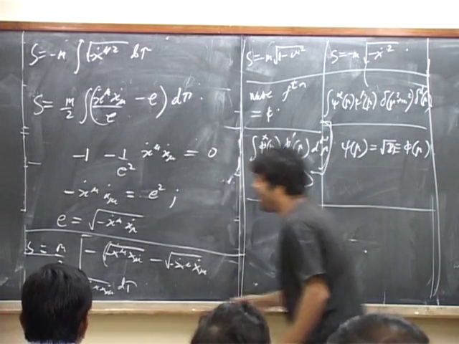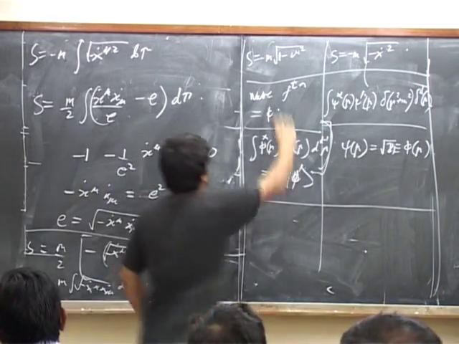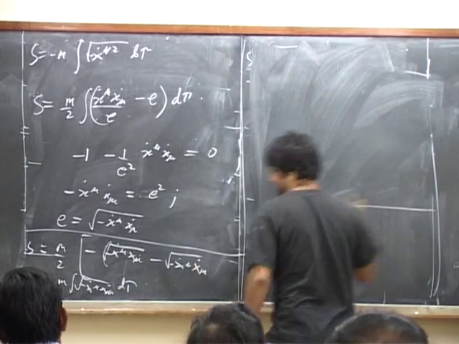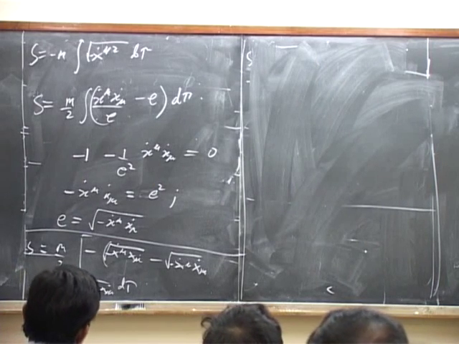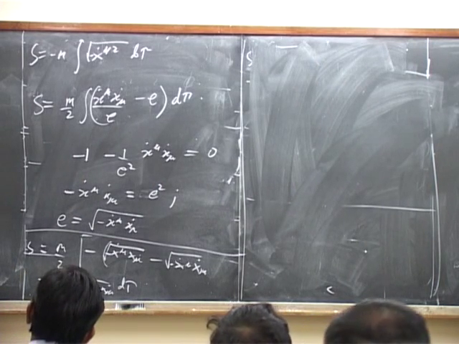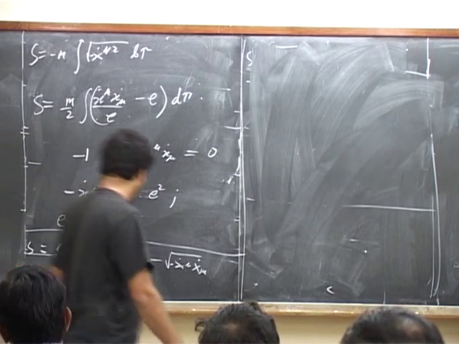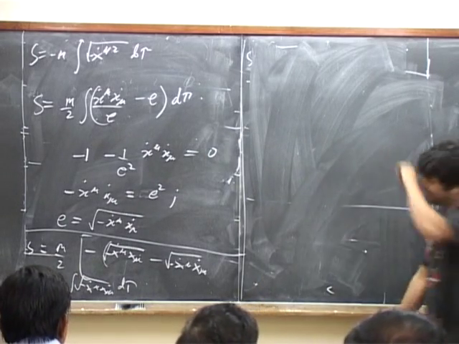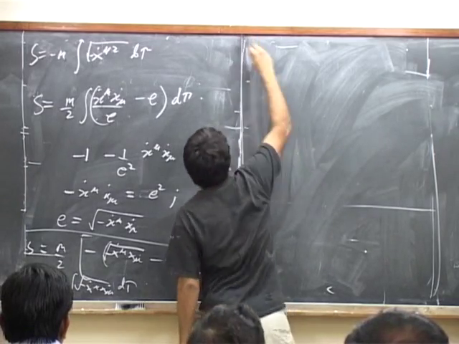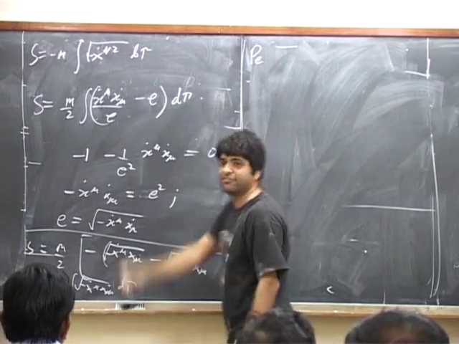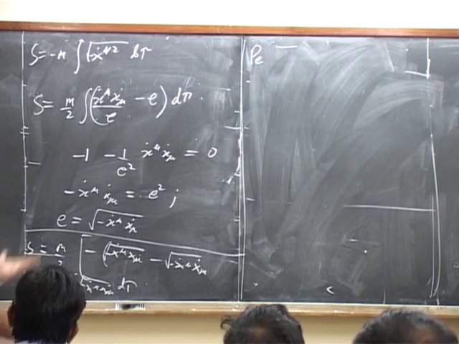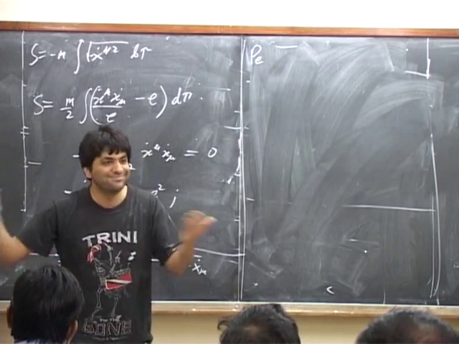Okay, but now let's move on. So now we want to make a quantum theory corresponding to this action. How do we do that? Well, we just follow the usual canonical procedure. What does that give us? Well, the first thing we see is that there's no time derivative of E. So PE is 0.